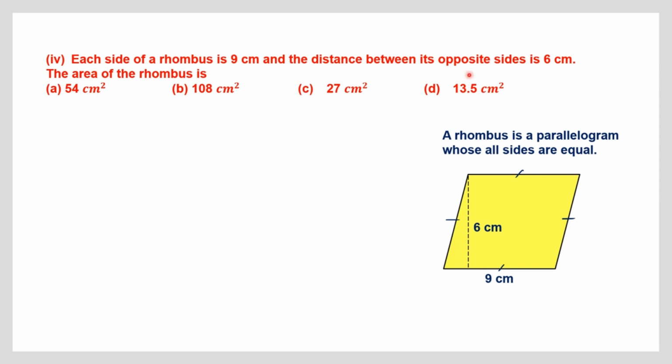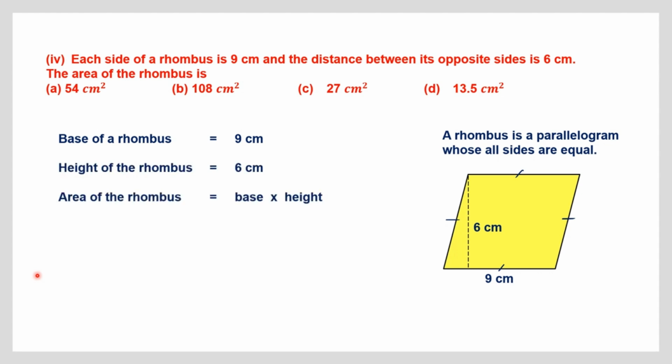Then we're also given the distance between its opposite sides. So these are the two opposite sides. The distance is the height, and that is 6 centimeters. Now we can find the area. Take the base as 9 centimeters, the height as 6 centimeters. We can find the area of the rhombus by saying base into height. Base is 9 centimeters, height is 6 centimeters. 9 sixes are 54 centimeter square. So this is our answer, and that is option A, 54 centimeter square.